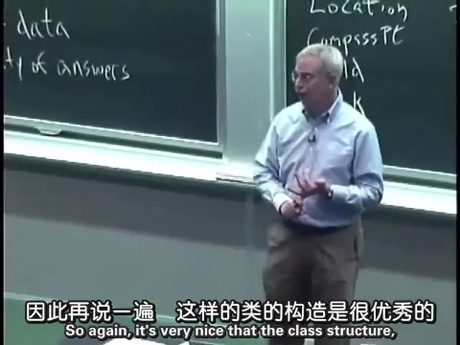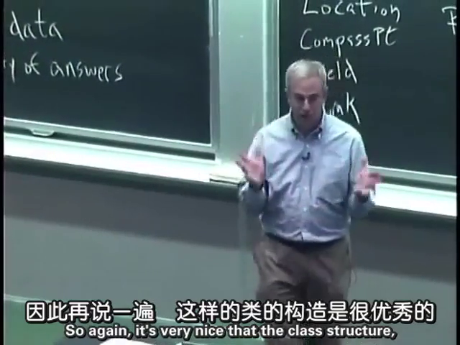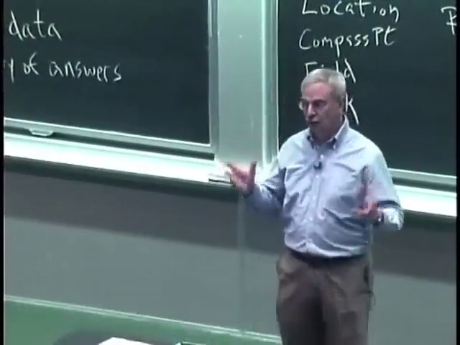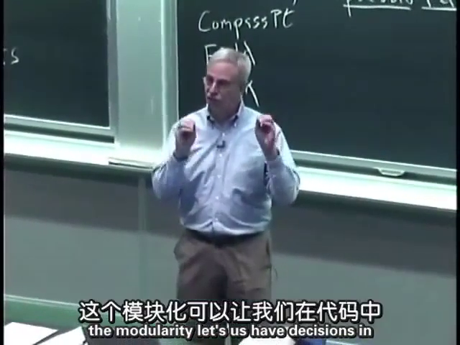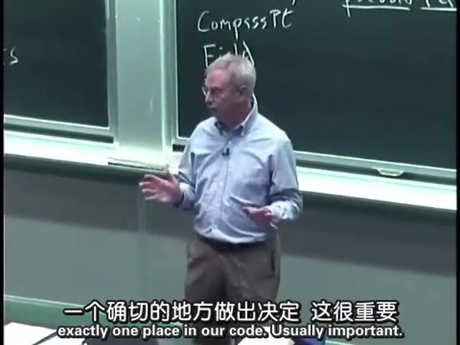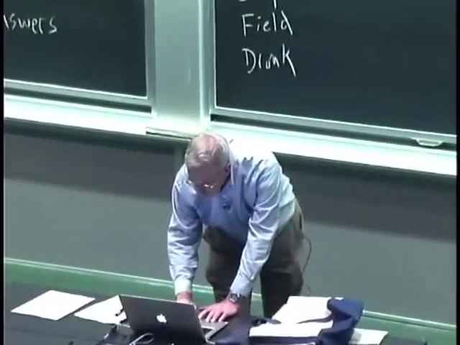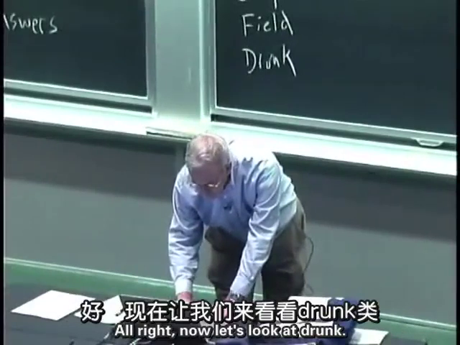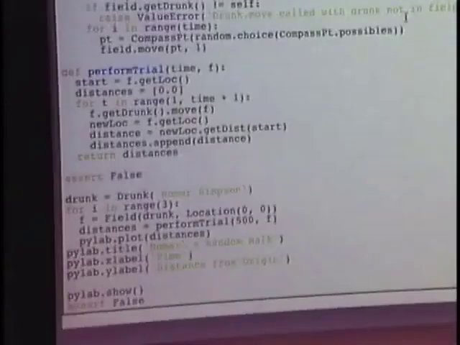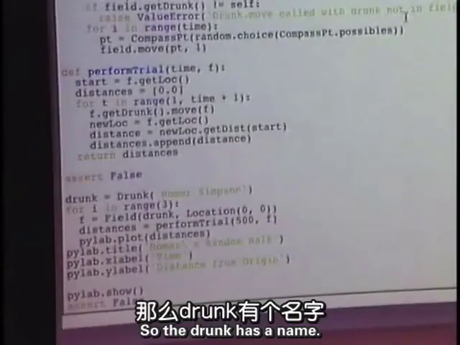So again, it's very nice that the class structure, the modularity, lets us have decisions in exactly one place in our code. Hugely important. All right, now let's look at drunk. So the drunk has a name.